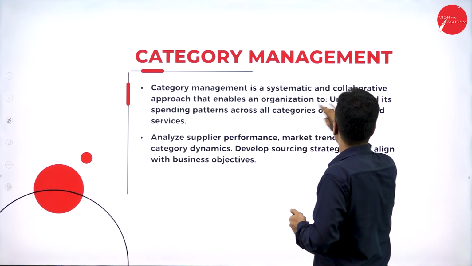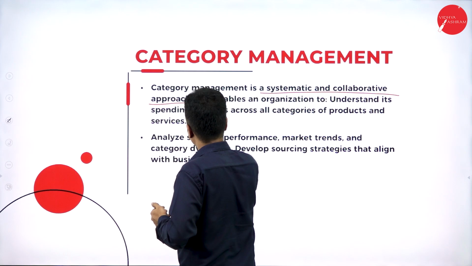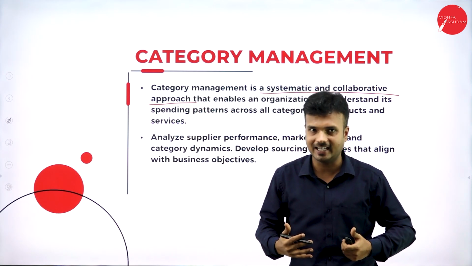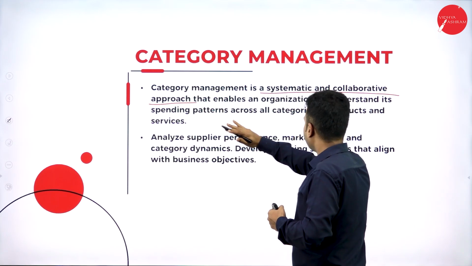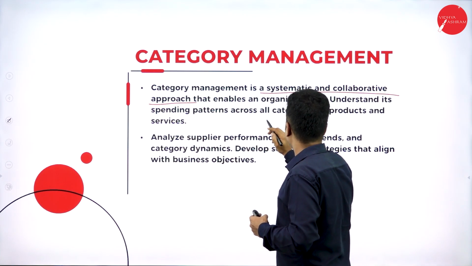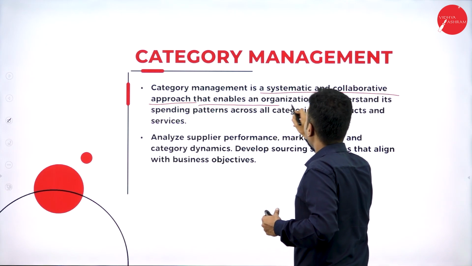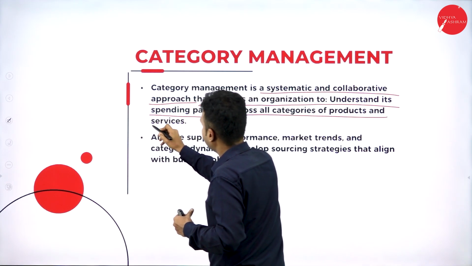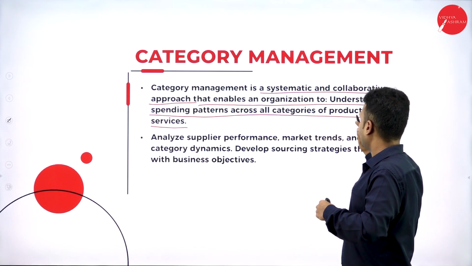Category management is a systematic and collaborative approach. As I said, it is systematic and it is going to collaborate all the goods or the merchandise of the organization. It is a systematic approach. There is a system in the merchandise management that enables an organization to understand its spending patterns across all the categories of the products and the services. So this category management enables the retail outlet to know about the spending patterns about the categories of product.